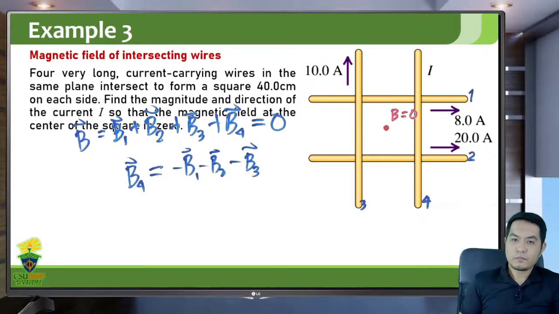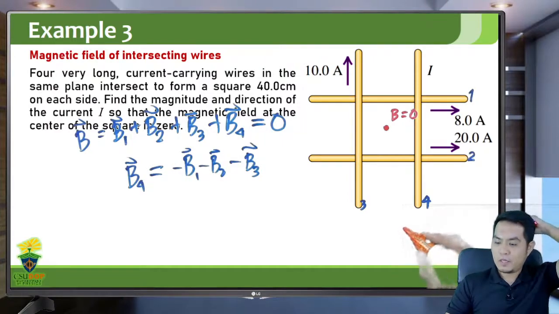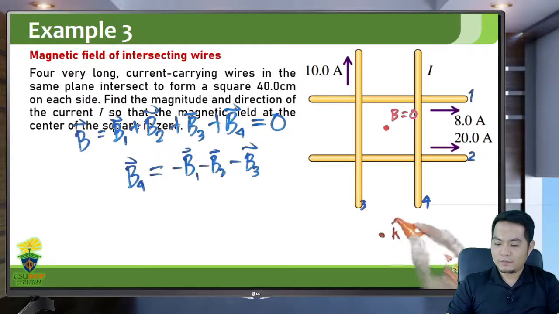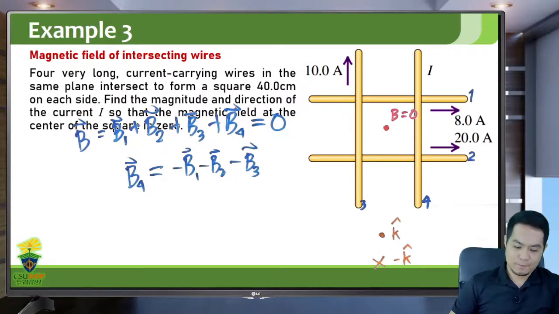Okay. So to easily solve this problem, we will define the directions of our vectors, our axis. The vectors that are out of the plane are in the k hat, the positive z-axis, and the vectors that are into the plane have a direction of negative k hat, or towards the negative z-axis.